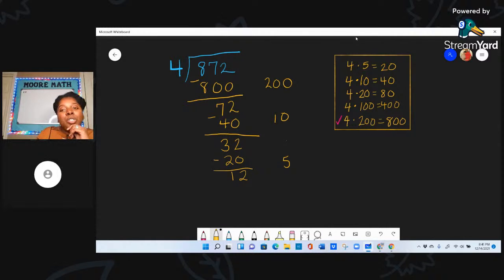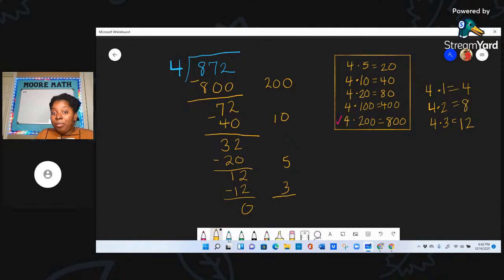Now, 4 and 12. So what's 4 times 1? 4. Okay, 4 times 2. 8. Is there anything else that might get close to 12? Yes, ma'am. 4 times 3 is? 12. Awesome. So then we can do 3. All right, and we have no remainder.